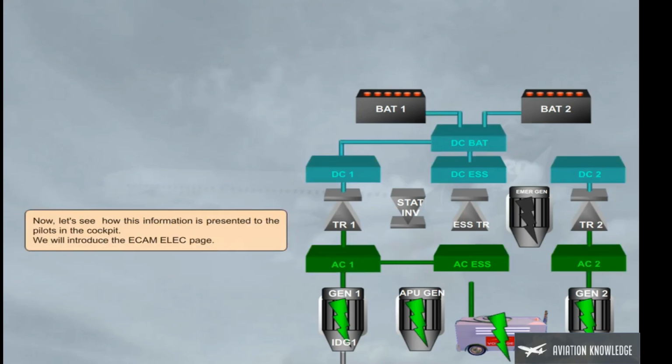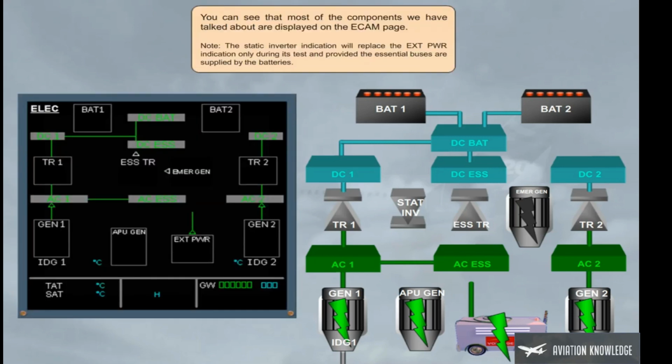Now, let's see how this information is presented to the pilots in the cockpit. We will introduce the ECAM electrical page. You can see that most of the components we have talked about are displayed on the ECAM page. Note: the static inverter indication will replace the external power indication only during its test and provided the essential buses are supplied by the batteries.